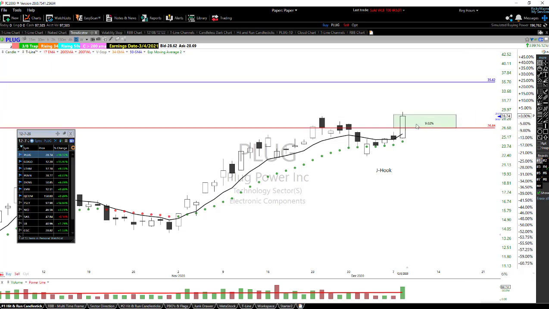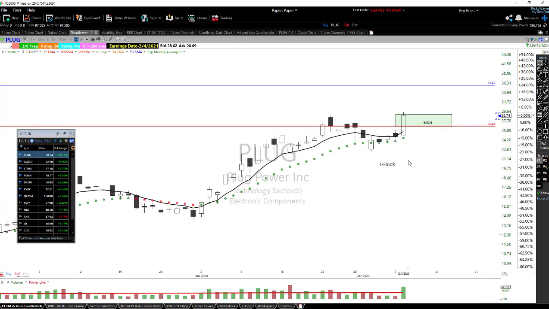I'm looking for a push in the direction of 3560. That's a nice chart there too. Both those charts you're looking at, I think, are top notch.